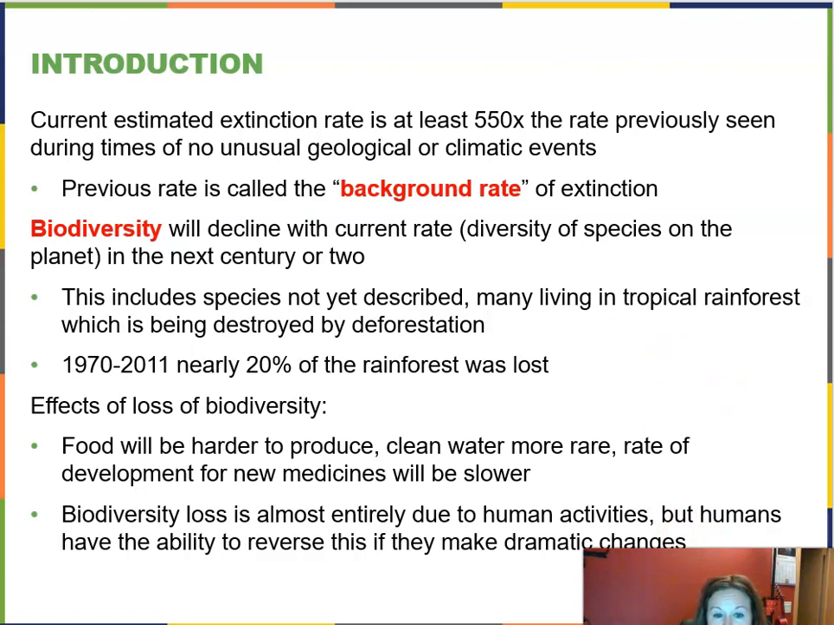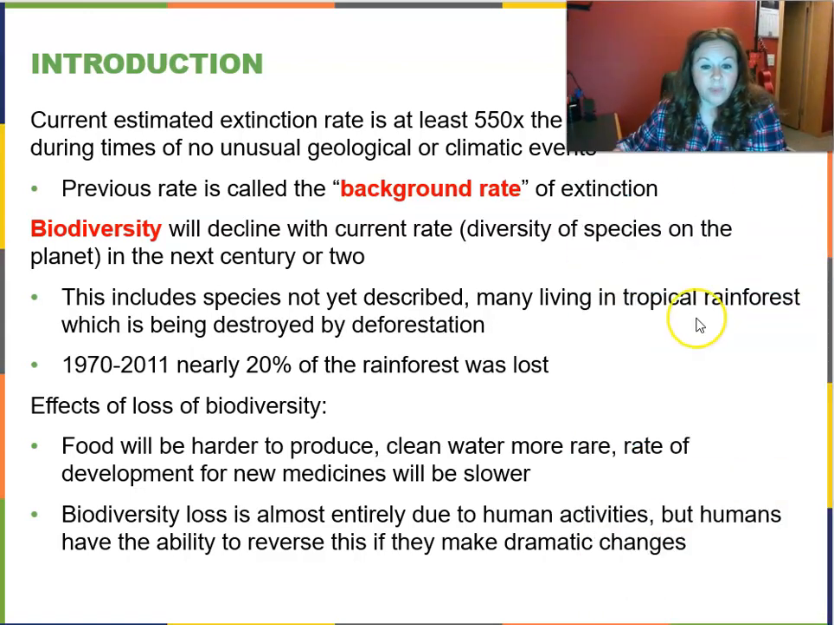What are the effects of the loss of biodiversity? Well, it's a huge impact on not just other organisms, but humans as well. Food will be harder to produce. Clean water would be more rare. The rate of development of new medicines will be slower. Biodiversity loss is almost entirely due to human activities, but humans have the ability to reverse this if they make dramatic changes. The question is, can we do this?